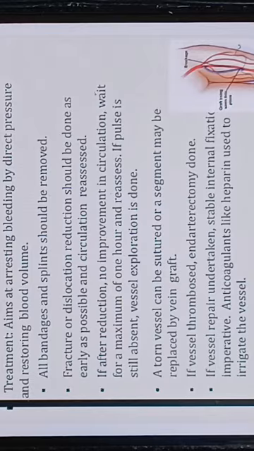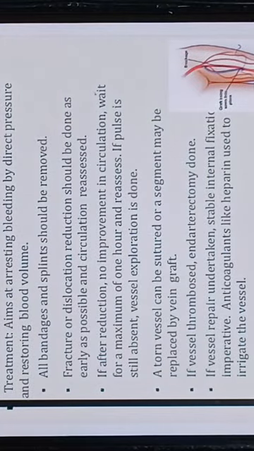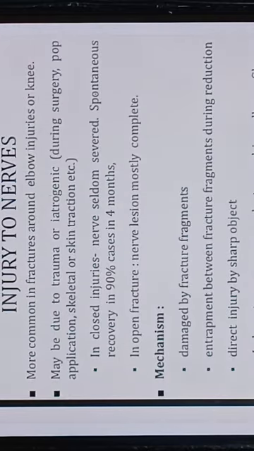If after reduction there is no improvement in the circulation, wait for a maximum of 1 hour to reassess. If pulse is still absent, vessel exploration is done. The torn vessel can be sutured or the segment may be replaced by a vein graft. If the vessel is thrombosed, endarterectomy can be done. If vessel repair is undertaken, stable internal fixation is needed, and an anticoagulant like heparin is used to irrigate the vessel. Delayed complications are contractures and gangrene.